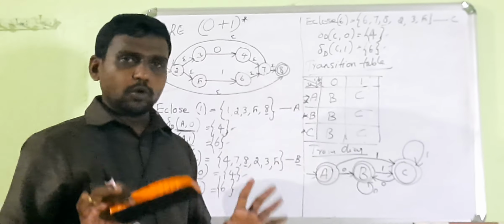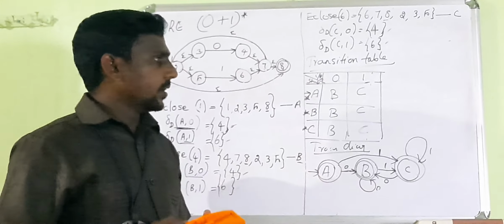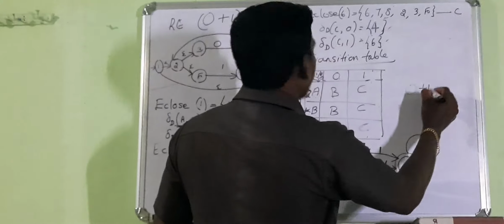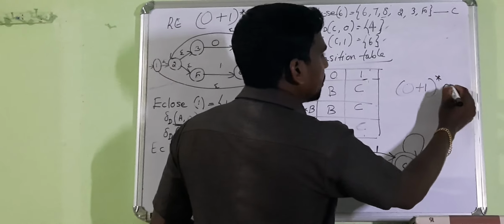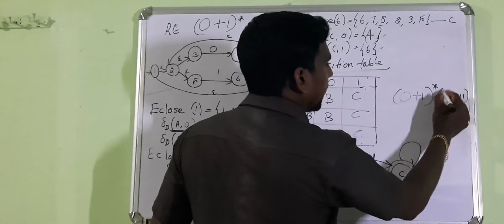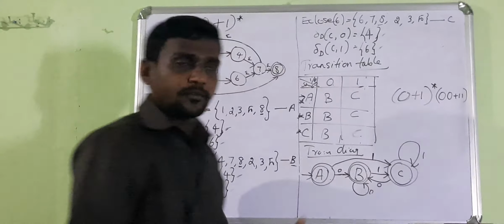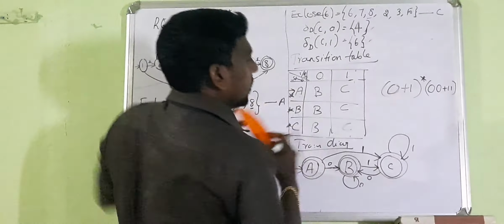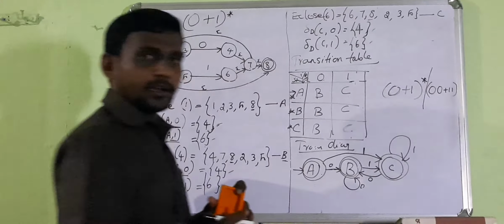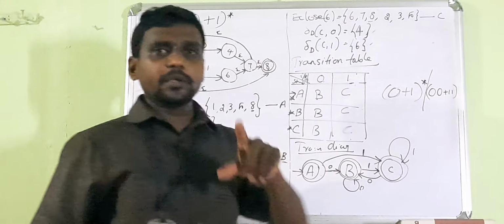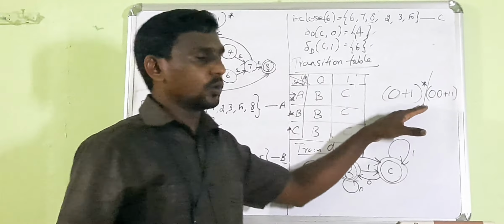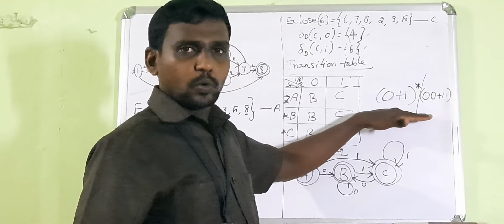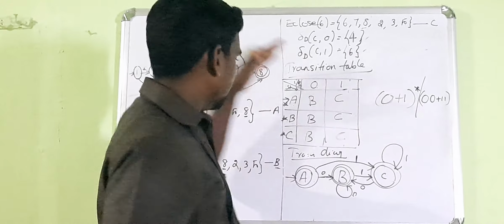You just take your notes and write this problem, and in our notes I have given the problem, that is 0 plus 1 the whole star into 0 0 plus 1 1. This is the problem I have given. I thought I would do this problem, but this much I did for converting to NFA. This whole problem I have worked out and given in the notes. So you just check, you do it on your own, and you check the method is the same.